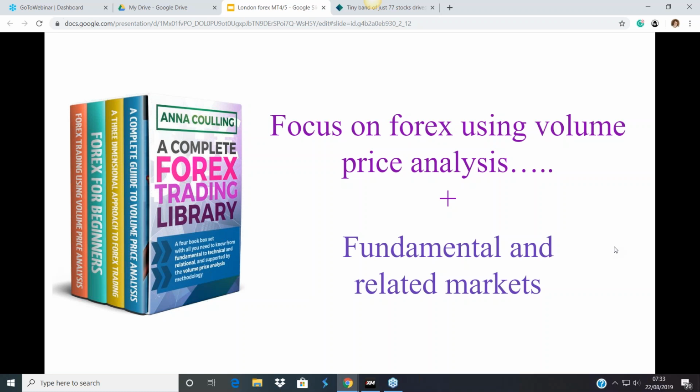Part of our analysis of the Forex market is the technical analysis, which is volume price analysis. We look at the fundamentals, but we take it one stage further. We give it a three-dimensional approach, and that is to look at related markets, because the capital markets are all interrelated. What's happening in one will be reflected in another, and certainly in the Forex market, the individual currencies and currency pairs will reflect sentiment. They will tell you what's going on in the broader market.